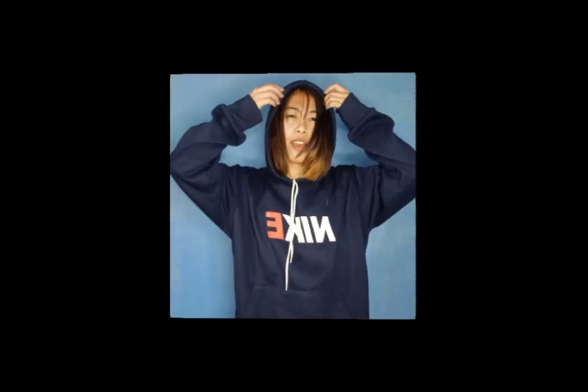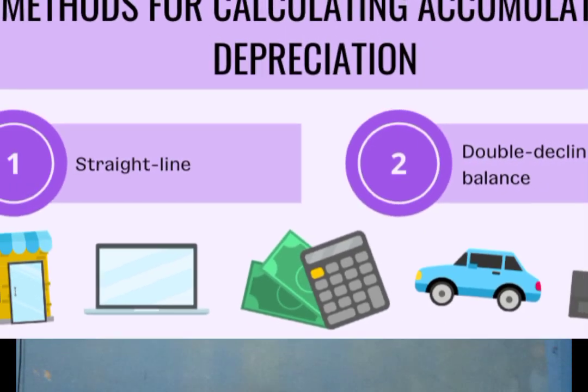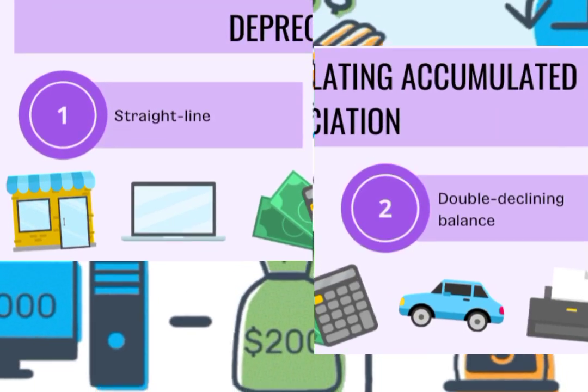How will we obtain the depreciation value? We have two methods for that: the straight line method and the double declining balance.